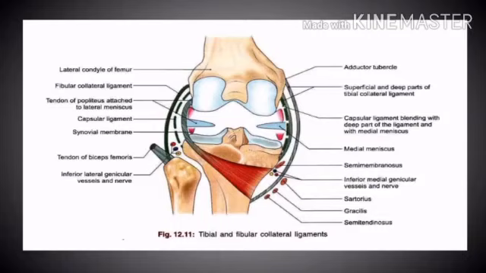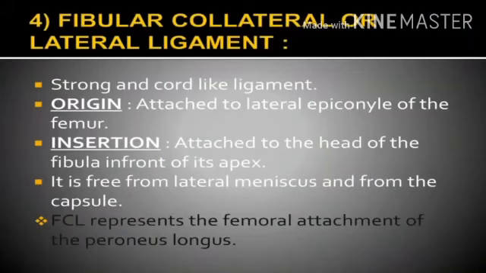You can see FCL, TCL and other ligaments in this picture. Fibular collateral or lateral ligament. It is a strong and cord-like ligament. Attached to the lateral epicondyle of the femur. Inserts at the head of the fibula in front of its apex.